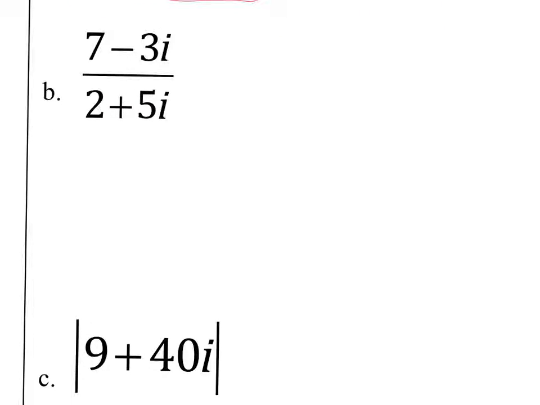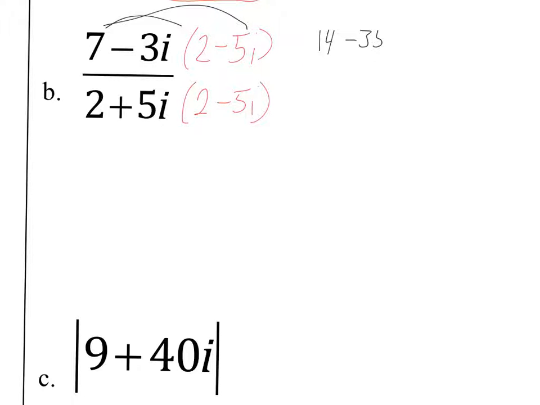Part B. I've got to multiply by the conjugate at the bottom. That means we're looking at 2 minus 5i. I'm going to do this multiplication out. 7 times 2 is 14. 7 times negative 5i is minus 35i. Negative 3i times 2 is minus 6i. Minus 3 times minus 5 is plus 15i squared.